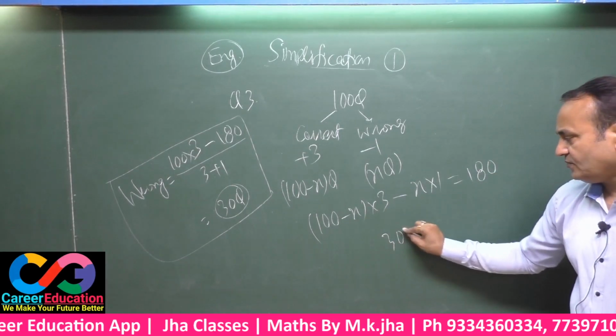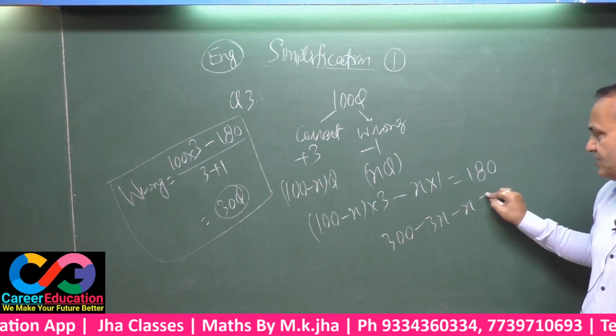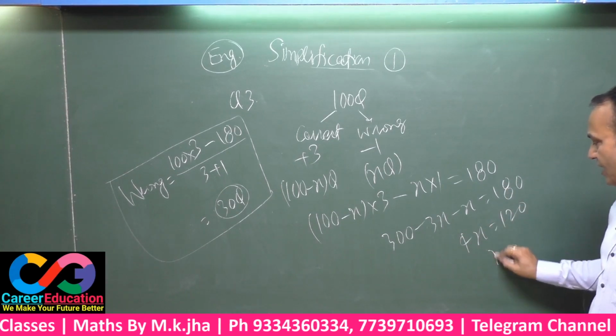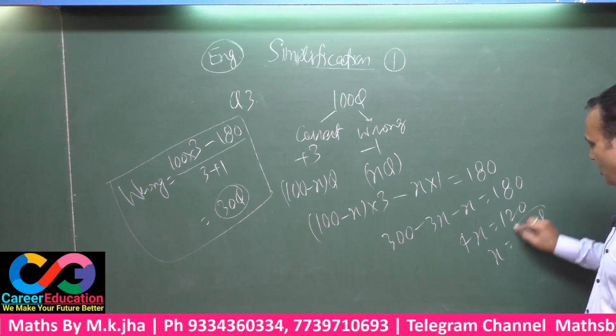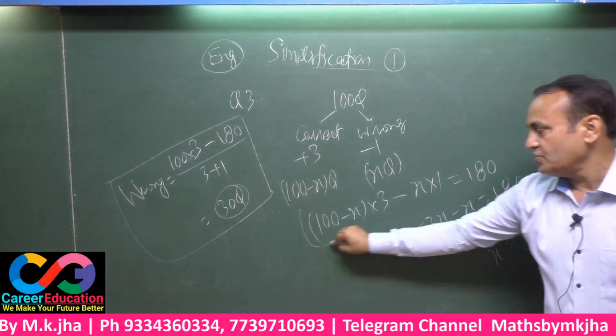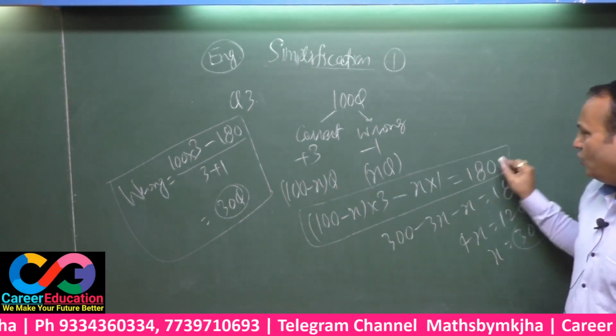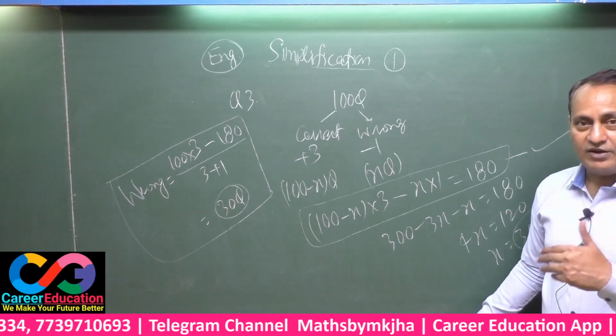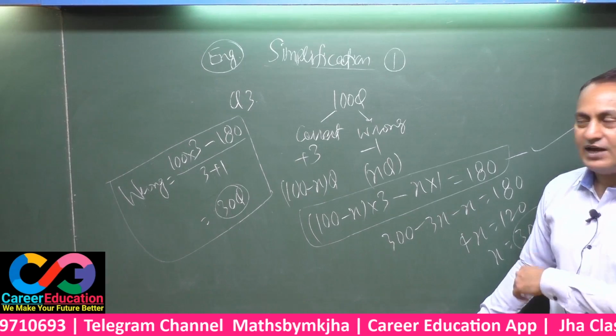See here. 300 minus 3x minus x equals 180. Now this is 4x equals 120 and x is 30. This is your answer through the basic method. This is the basic equation. Only one equation will be got, and certainly you have to calculate and find the value of x. That is your final answer. No doubt.